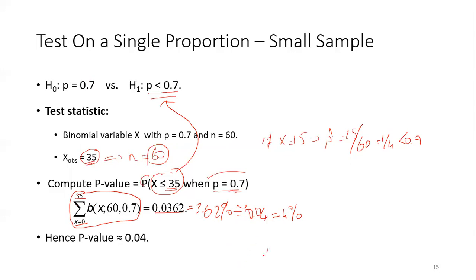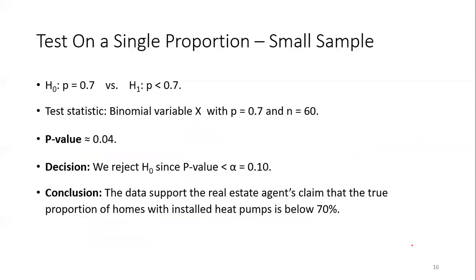What was the alpha value given? Alpha was 0.10, and since 0.04 is smaller than alpha, you can reject the null hypothesis. You can reject H0. So the data supports the real estate agent's claim, that the true proportion of homes with installed heat pumps is below 70%.